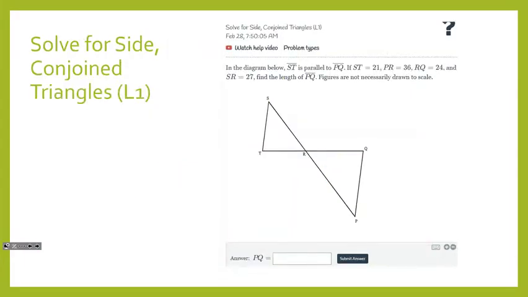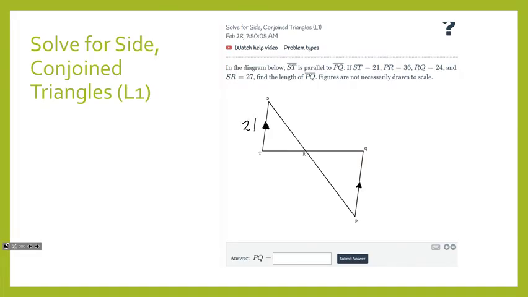Make sure that when you see diagrams like this, you mark what you know. In the diagram below, ST is parallel to PQ. So ST is parallel to PQ. If you want to draw this the same way, we know that these are parallel, so when they're parallel, you know they're going to create unique angles. ST is 21.